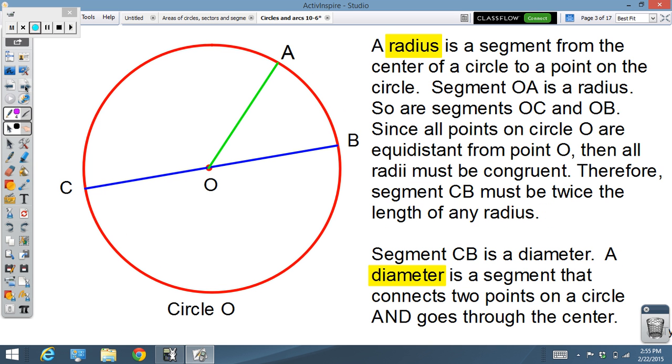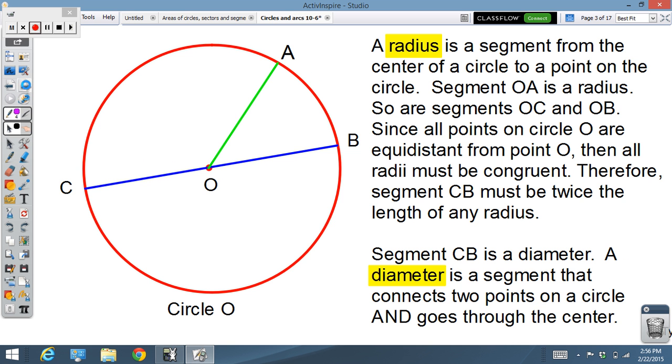Circle P, named after its center. Now a radius is any segment that goes from the center out to a point on the circle, all right? So segment OA is a radius, so is OC, so is OB. Now since all points on circle O are equally distant from the center, all radii must be congruent. AO is equal to OC is equal to OB. Also notice that CB, made up of two of those segments, must be twice the length of a radius. CB is called a diameter. A diameter is a segment that connects 2 points on a circle and goes through the center.